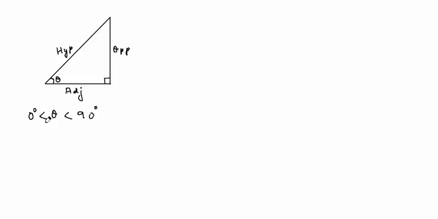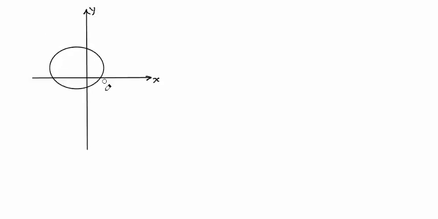However, we can extend this idea to include all angles in a full circle, which means theta can be anything between 0 and 360 degrees. To be able to do that, let's have the x and the y axis, the xy coordinate plane. So this is x and this is y. Let's draw a circle that is centered on the origin on the coordinate plane.